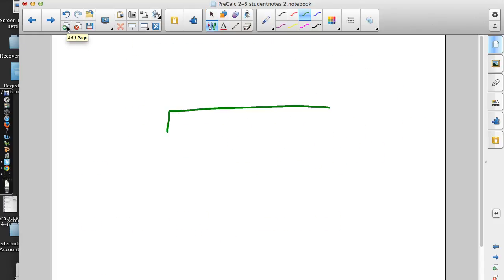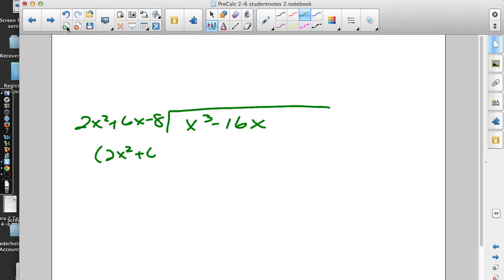So let me start over. 6x minus 8. Right, smaller or move it over. All right, so we multiply that by 1/2 x and see what happens. And that will give us, the 2 will be gone, x to the third, which is exactly what we wanted.